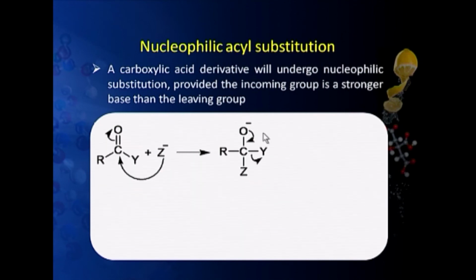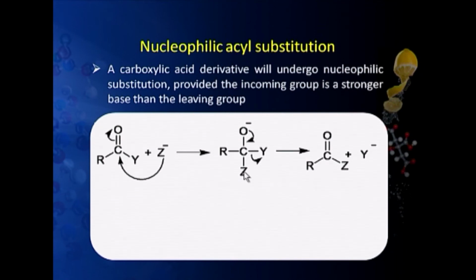So, this is not a very stable entity, and it has a tendency to remove one of the groups, so that we get an sp2 hybridized carbon again as it was in the starting compound. So, the pair of electrons comes back, and the C double bond O is formed. If Y is displaced, Y being the group that was present in our starting molecule, we get the product in which Z has displaced Y.